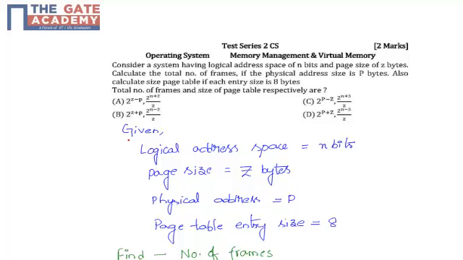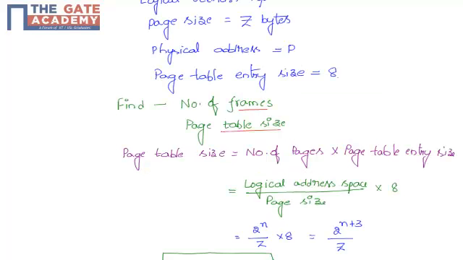Let us see the solution. Given logical address space as n bits, that is nothing but 2 power n bytes. Page size is z bytes and physical address space is p and page table entry size as 8. We have to find the number of frames and the page table size.